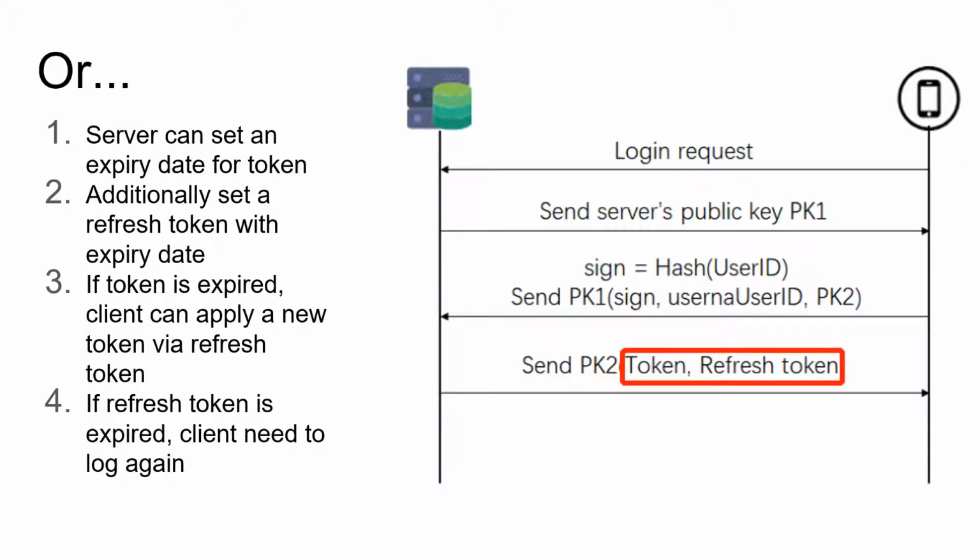And there is another improvement based on the last scheme which can make the communication more reliable. The server can set an expiry date for the token. Additionally, it sets a refresh token with an expiry date. If the token is expired, the client can apply for a new token via the refresh token. If the refresh token is expired, the client needs to log in again.